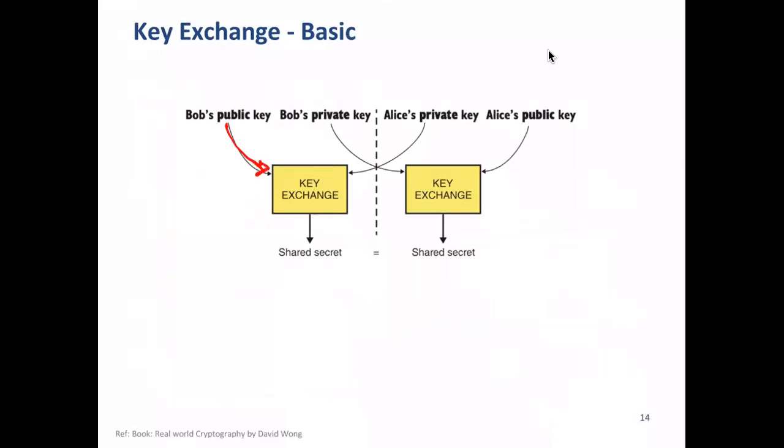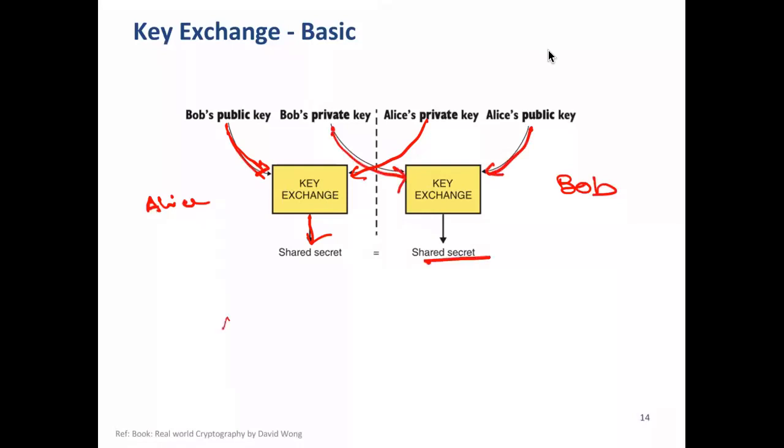Okay, so Alice is here, Bob is here. Alice uses her own private key and Bob's public key to get the shared secret. Bob uses Alice's public key and his own private key to get the shared secret.